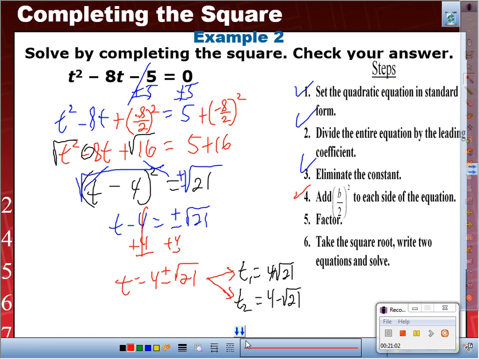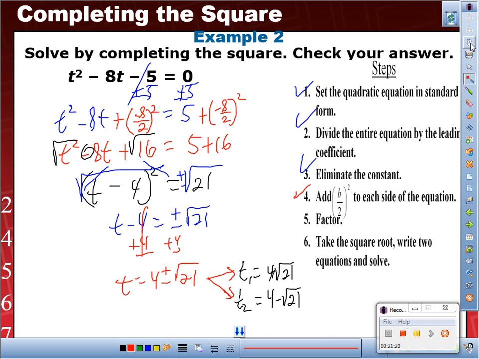Yes? I feel awesome because we didn't use the negative 8t for nothing. Yeah, we did. We factored it. And you can always do the long way. Yeah, it saves time.